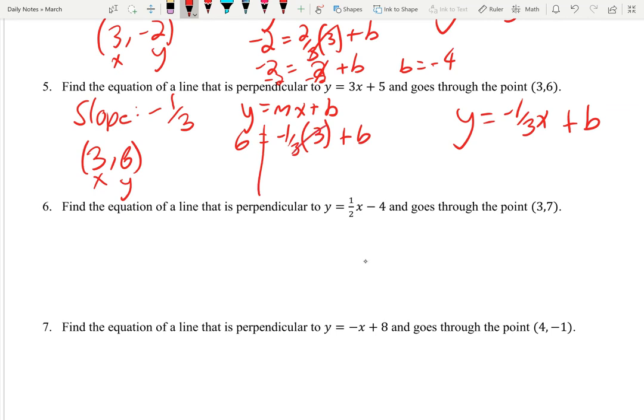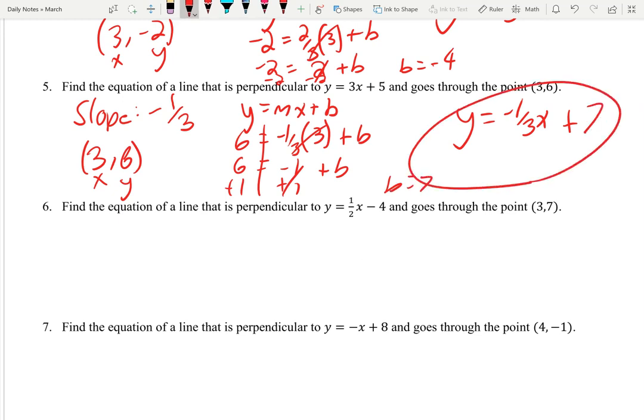So negative 1/3 times 3 is going to be negative 1. So we have 6 equals negative 1 plus b. We'll add the 1 to both sides, and we have b is equal to 7. So plug it in, and we have our final answer.